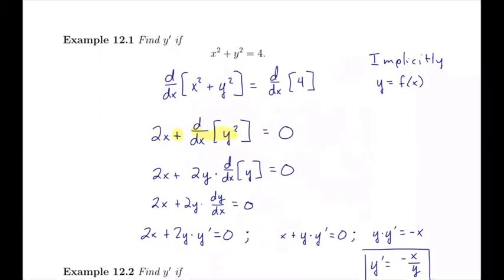I want to be careful here. I'll take my time with this in just a moment. Now, on the right-hand side, the derivative with respect to x of the constant 4 is just 0. The derivative of any constant is 0. So that's nice. This is simplified a little bit thanks to that. But now let's focus on this term right here.